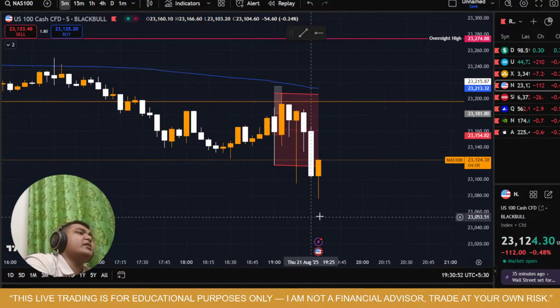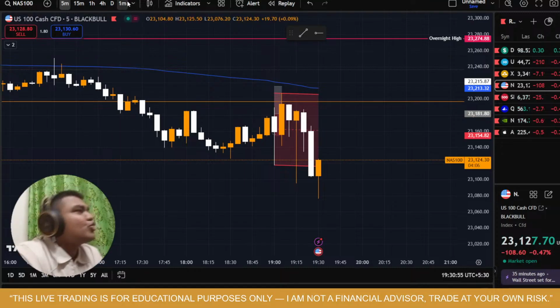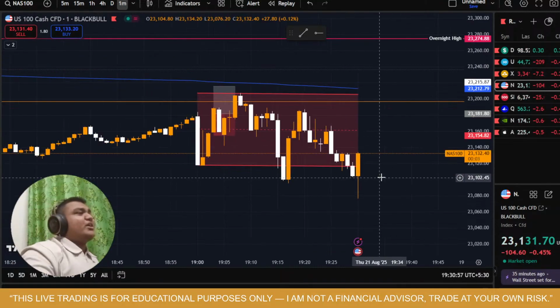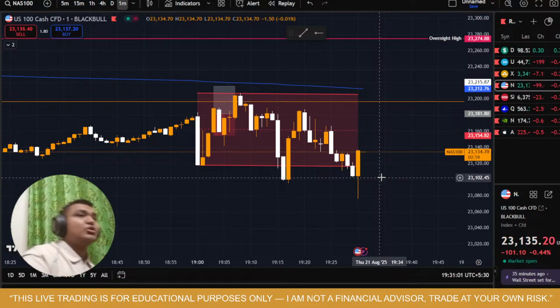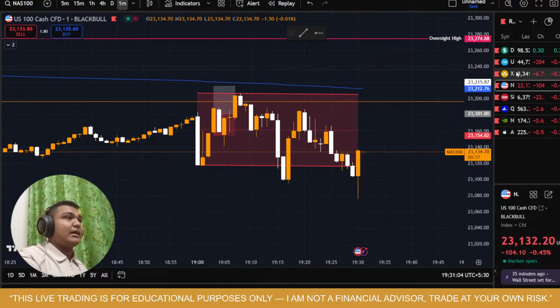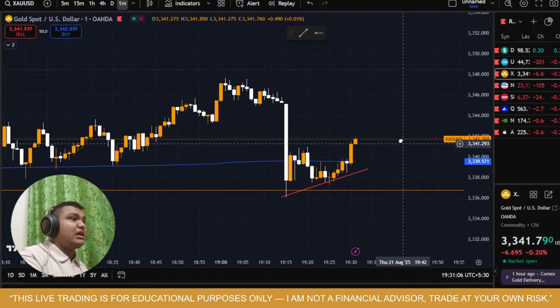That's how we trade. See the chop. See the chop. Stuck here. This is stuck here. Market is not going anywhere. NASDAQ. What about gold? Gold has started pushing higher.